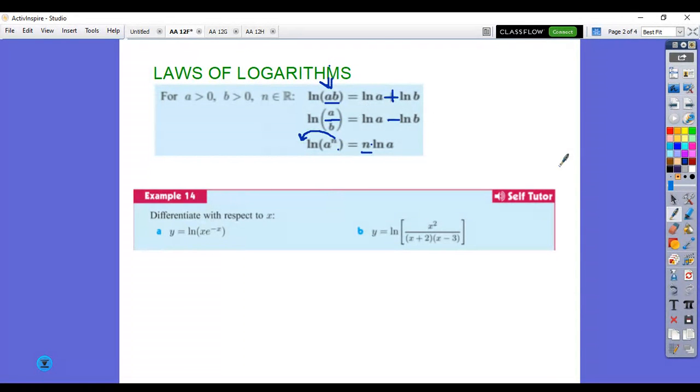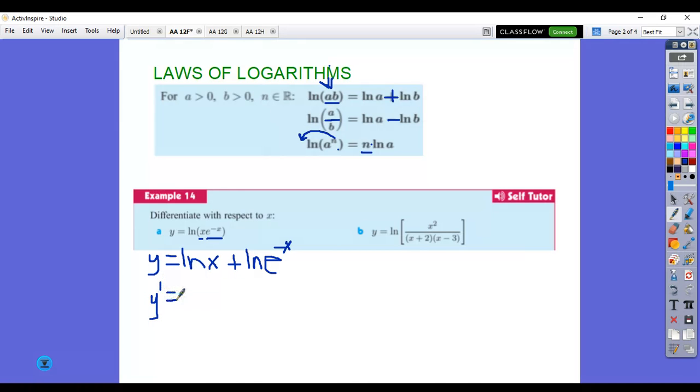So the first thing we're going to do is rewrite this. So x is being multiplied times e to the negative x. So I'm not taking the derivative yet. I'm just rewriting the equation. So I'm going to keep this as y equals ln of x. I'm giving each base its own ln, plus ln of e to the negative x. Sorry, my writing is bad. I'm using the mouse pad. So as soon as I have these separated, it makes my derivative so much easier.